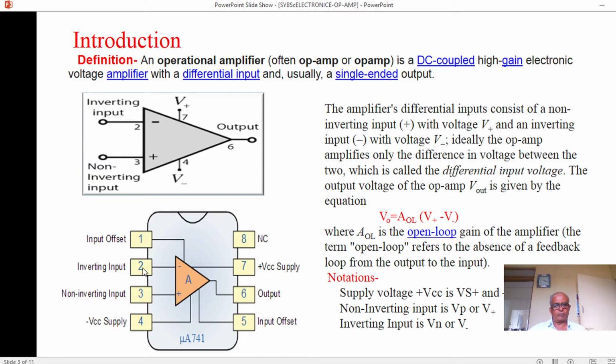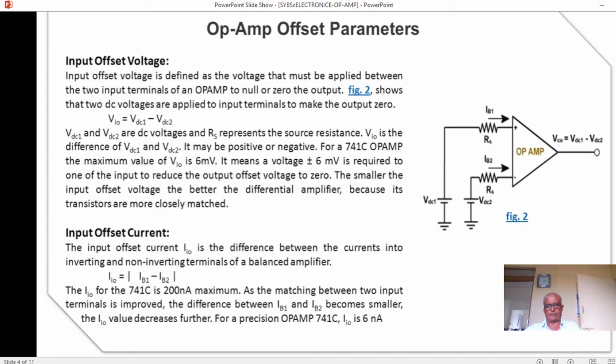The negative input is called inverting input, it's connected to pin number 2. The positive sign denotes the non-inverting input. It is connected to pin number 3 of the IC. Then what we want to consider now, the basic thing, is op-amp offset parameters.